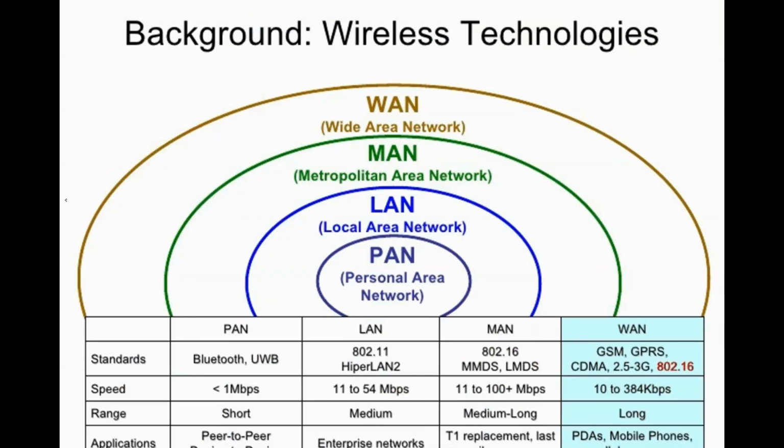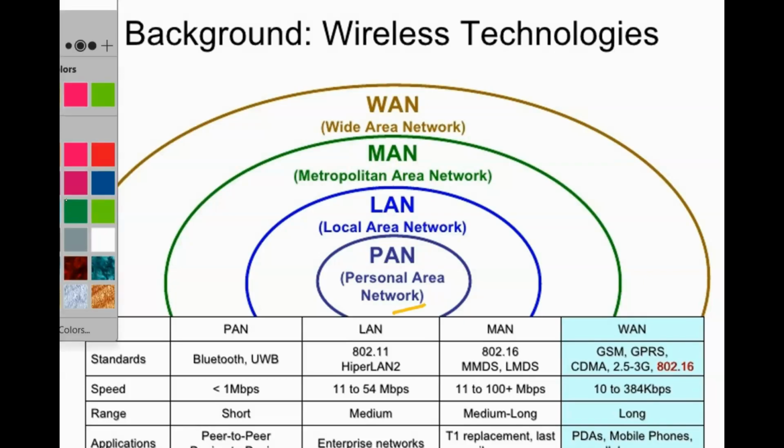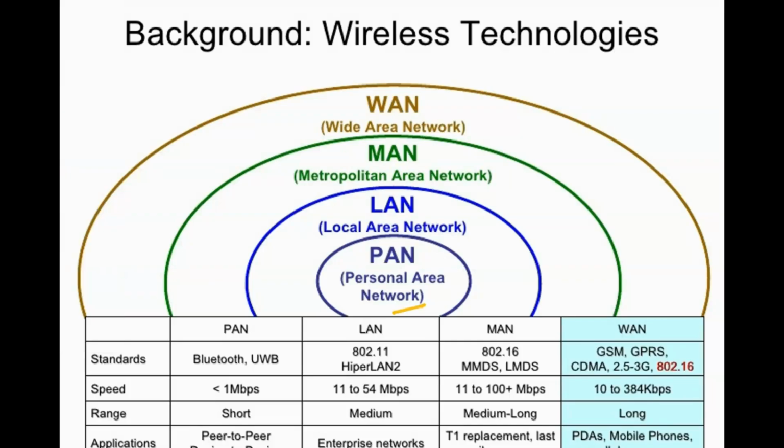These are the wireless technologies we are using here. See here, this is PAN, which is your personal area network. See this diagram, and this is your local area network. PAN is your smallest network, the next largest network is LAN, the next is MAN, and the very biggest network is the wide area network. These are the standards given here, along with the speed, range and applications. You can go and view it.